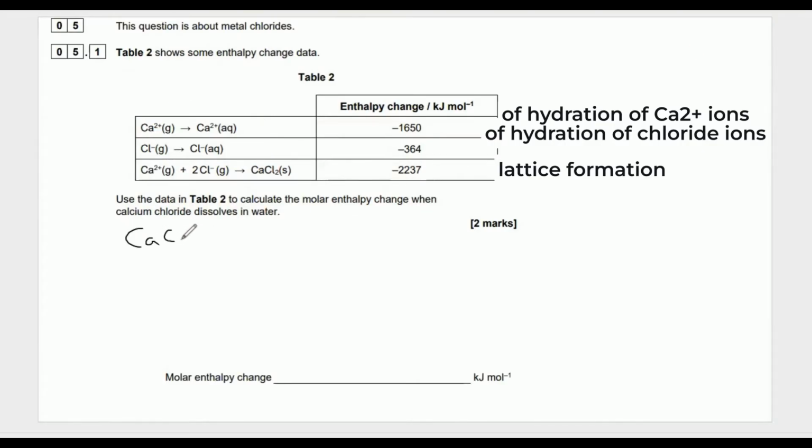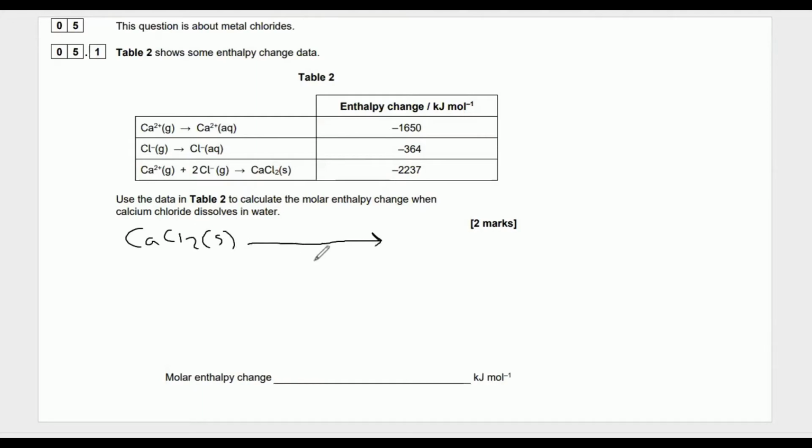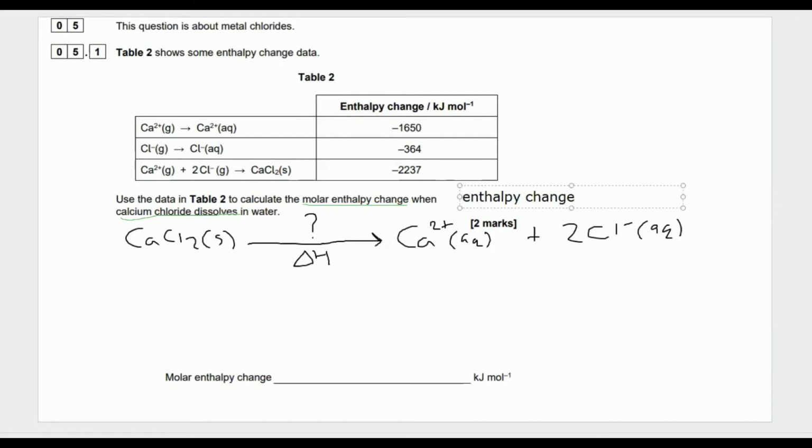So we can now set this out and do a little calculation to work it out. What the question's asking us is what is the enthalpy change when you take solid calcium chloride and dissolve it into calcium 2+ aqueous and chloride ions aqueous. We've got 2 chloride ions, by the way. So that's what we're looking for. Now we've got to try and use this data. We've got the enthalpy change of solution that we're trying to find out, which is the energy change when you dissolve an ionic compound.